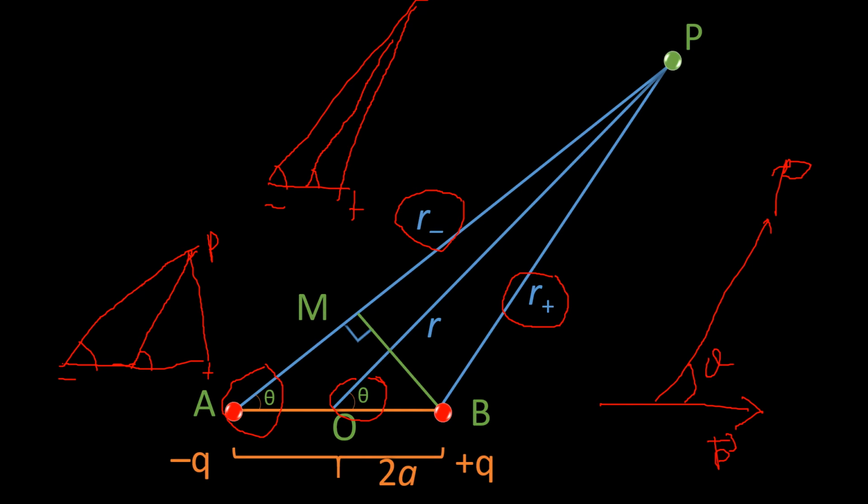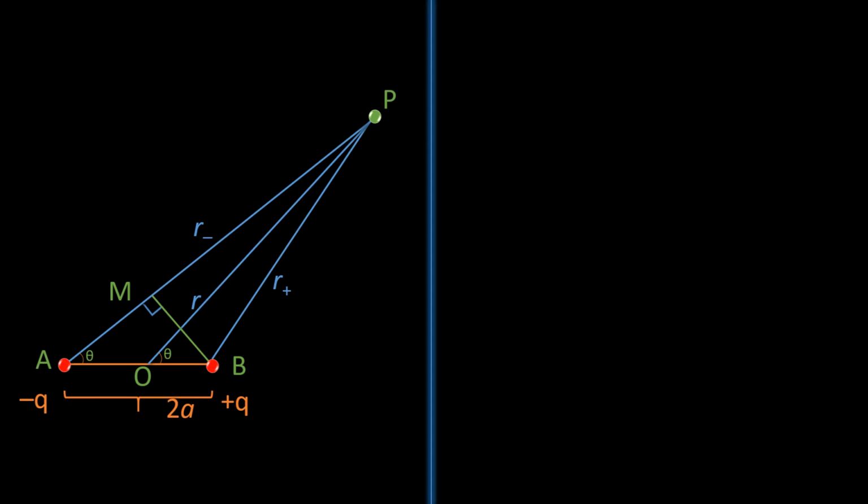I forgot one more thing. We consider the foot of the perpendicular from point B on AP. Why do this? We'll come to know about that soon. So here is the situation, and now we know that dipole moment in this case can be given as p is equal to q into 2a.